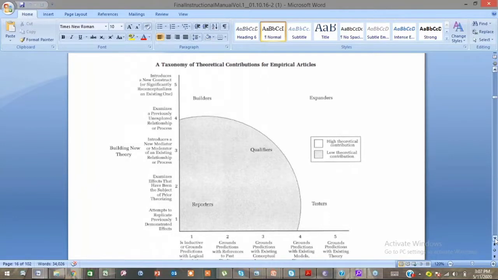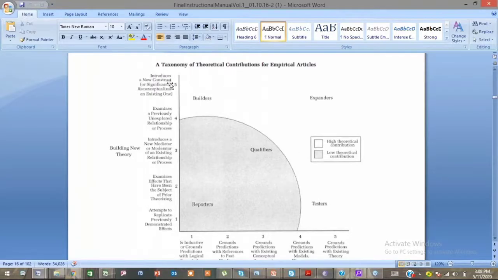Well, if you are looking at science, you can say taxonomy is a branch of science concerned with the classification of organisms. But when it comes to research, it is the classification of something, especially a scheme of classification. So when we say the taxonomy of theoretical contribution, you can also say the classification of theoretical contribution for empirical articles. Let's see.